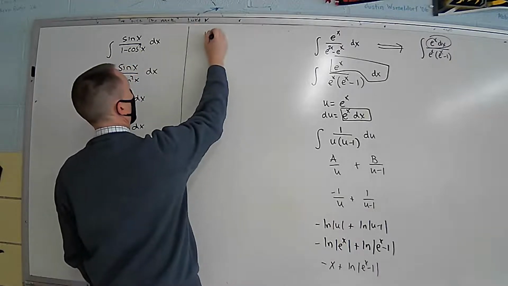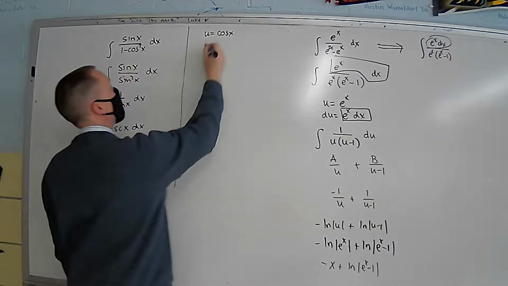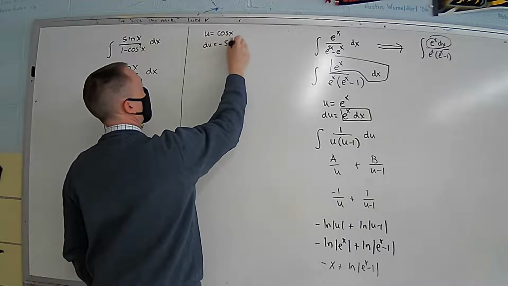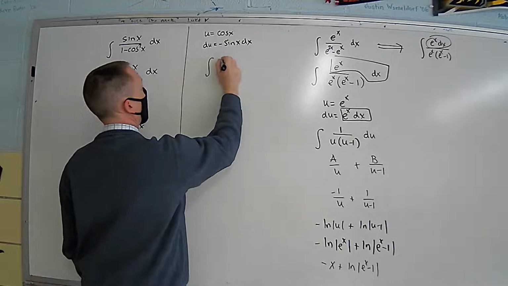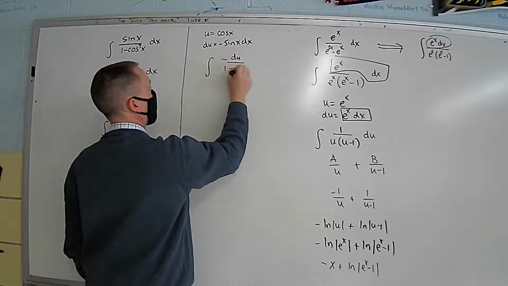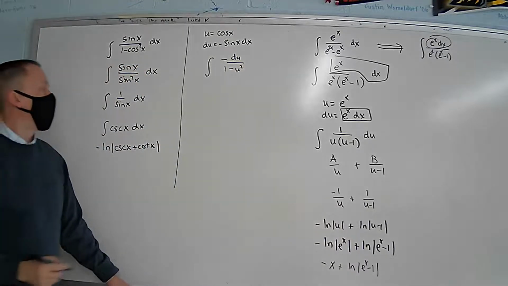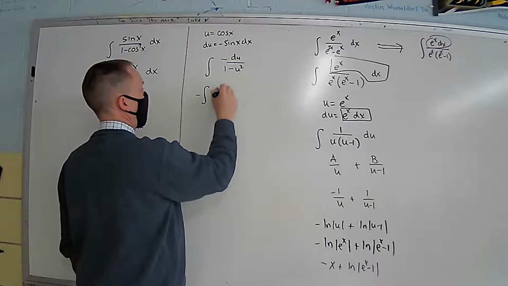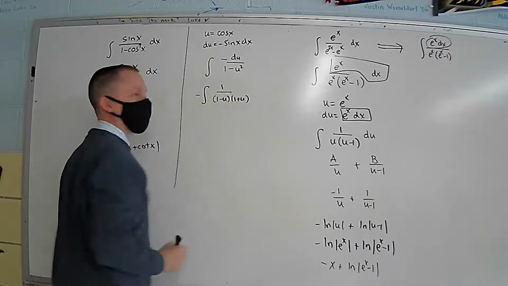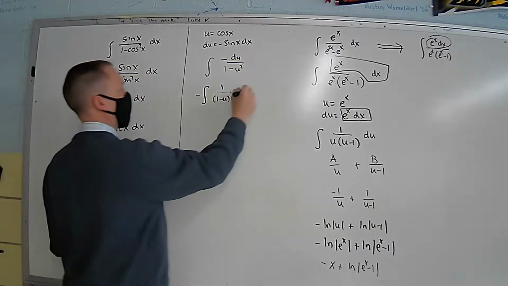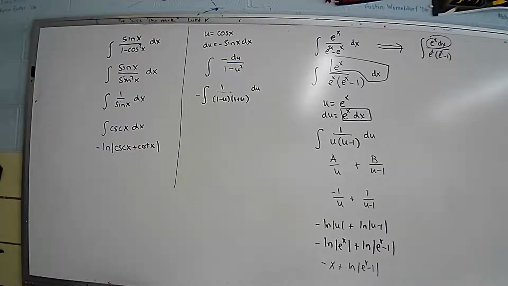where I said, okay, let's let u equal cosine of x. What's du? Negative sine of x dx, right? So that's negative du over 1 minus u squared. And then that's negative 1 over (1 minus u) times (1 plus u), and then I forgot du. And now you can partial fraction this.